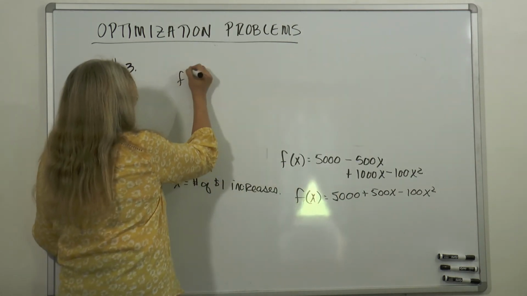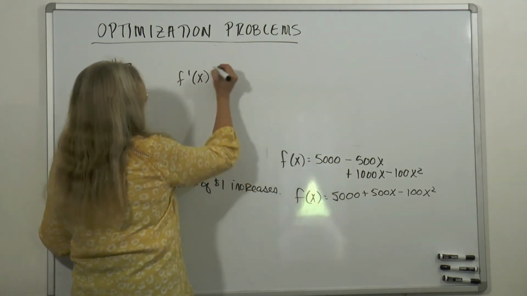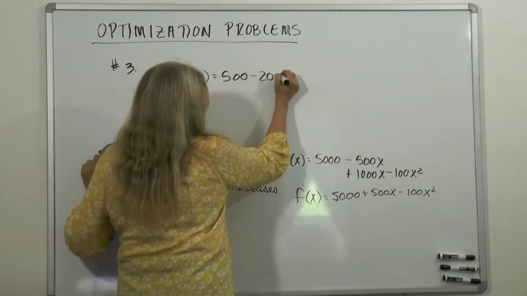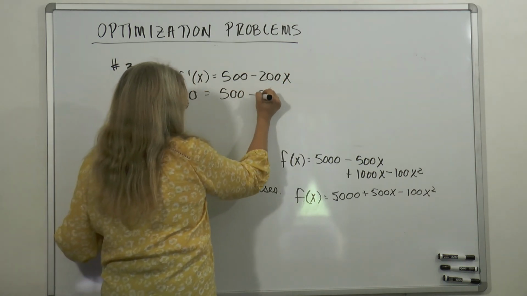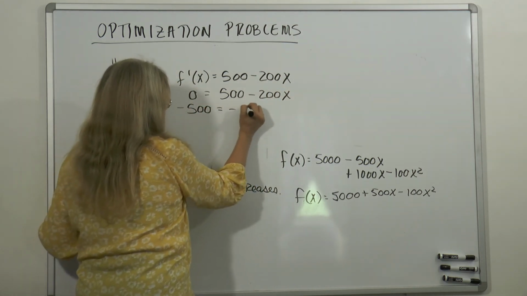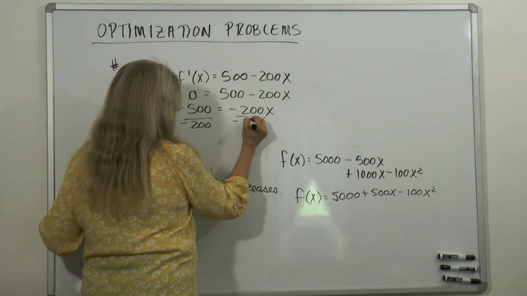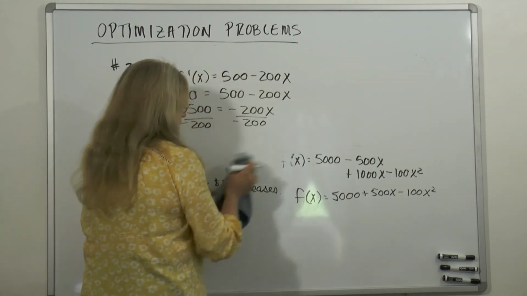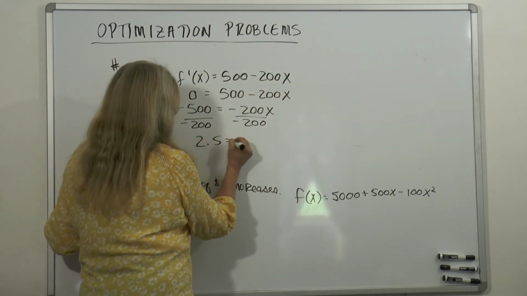Okay, so f prime of x. Okay, derivative of a constant is 0. Derivative of 500x is simply 500. And then 2 times 100, so minus 200x to the first. Set that equal to 0. Subtract 500 from both sides. Divide both sides by negative 200. Oops, reset. Oh, I can erase this. Okay. So that's going to give me 2.5 equals x.